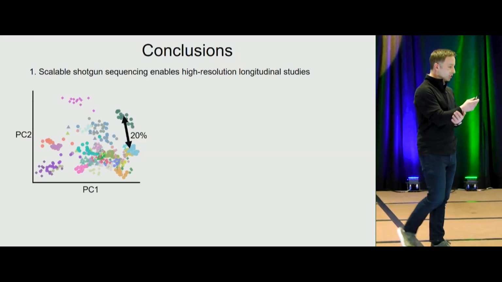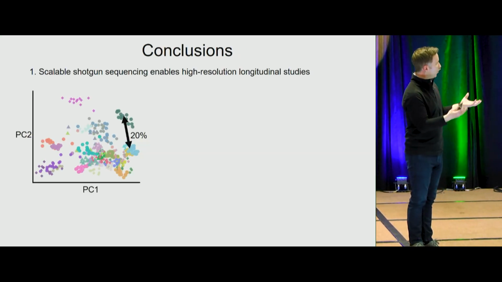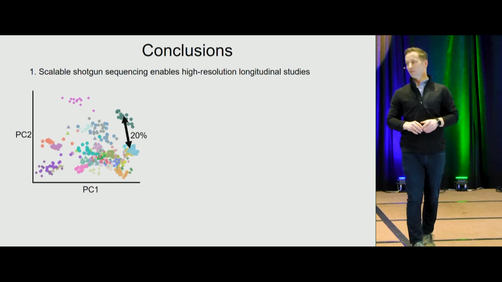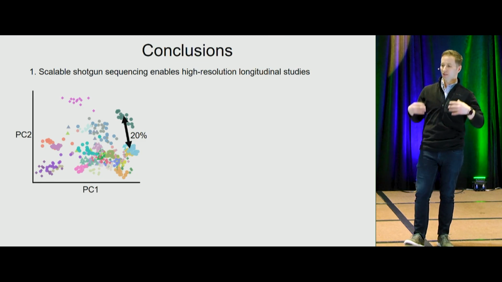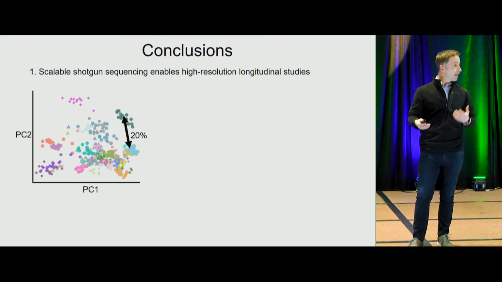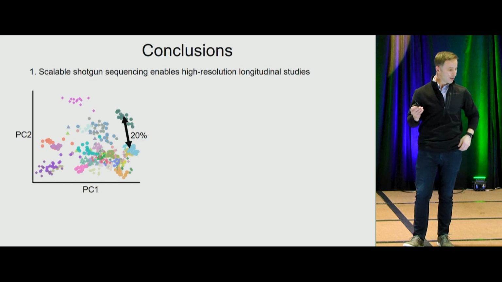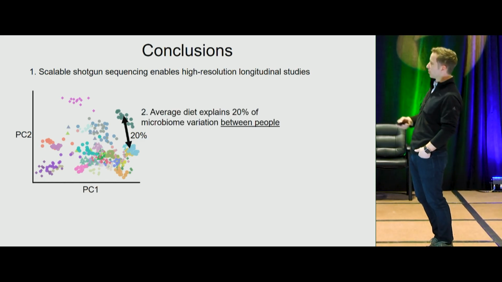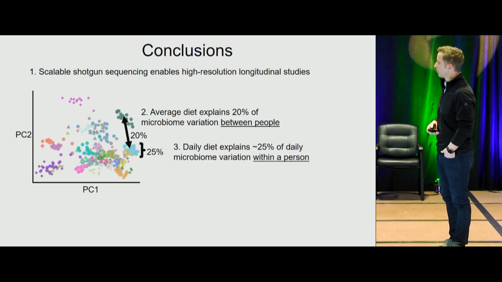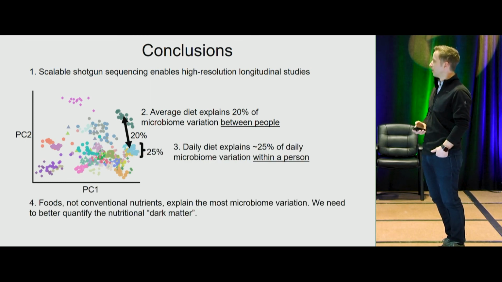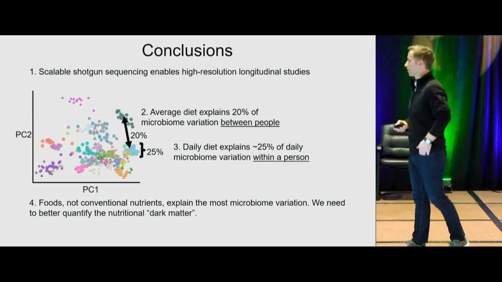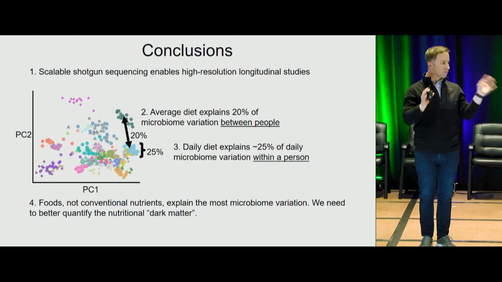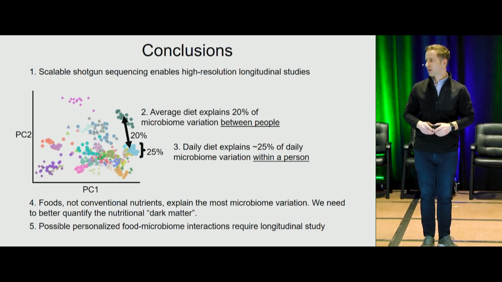So in conclusion, the main point that I'm trying to leave you with is that scalable shotgun sequencing can enable new types of studies with very high resolution and dense longitudinal data. And then I showed you an example where we saw that diet explains about 20% of the variation between people, 25% of the variation within people, and that the foods, not the conventional nutrients, explain most of the microbiome variation. So we also need more work in the diet space, which is a topic for another day.